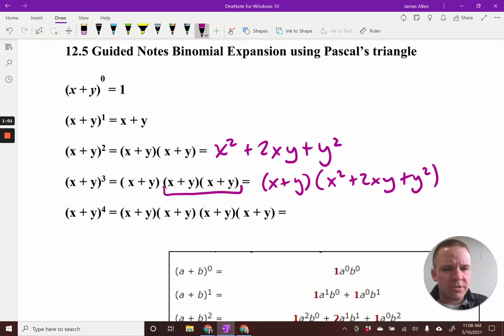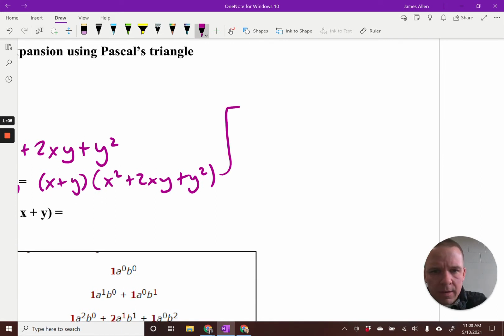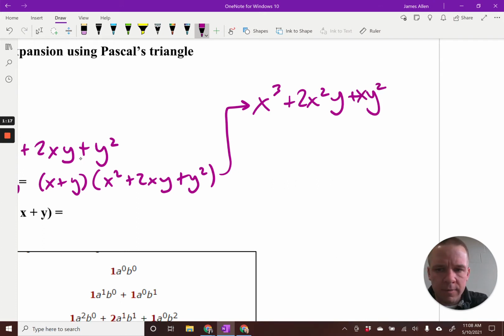So I'd really have x plus y times x squared plus 2xy plus y squared. So let's continue by distributing, right? I need a little more room here. I'll pop up here. There we go. So I'm going to have x cubed plus 2x squared y plus x y squared. And now I'll distribute the y. So plus x squared y plus 2xy squared plus y cubed.